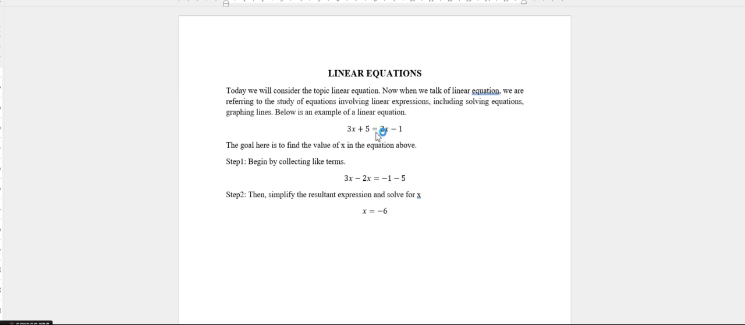So when this 2x moves from the right to the left, it becomes negative 2x. When this 5 moves from the left to the right, it becomes negative 5. So that gives us this new expression. Let's label this equation 1, and then we'll label this one equation 2. So we can see equation 2 after collecting the like terms.